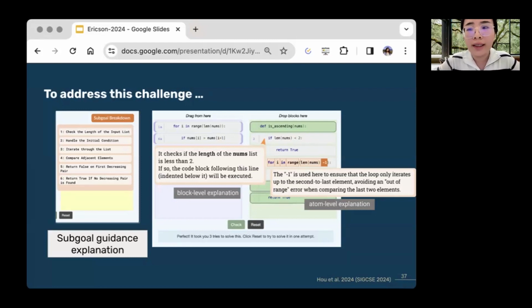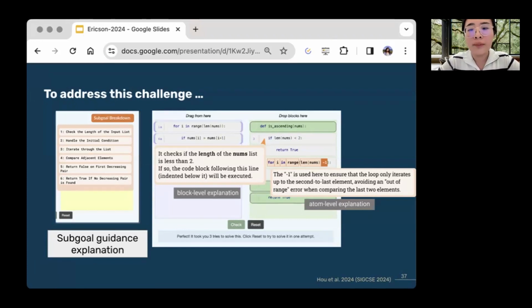Hence, in our next study, we propose a design to incorporate multiple levels of natural language explanation into CodeTailor. Four types of explanation will be generated and inserted in real time, enabling CodeTailor to provide personalized explanations accompanying the Parsons problem. The first one is a sub-goal guidance explanation. This is presented in numbered bullet points, breaking down the current programming task into 4 to 6 more manageable task sub-goals. The sub-goal guidance aims to help students gain a high-level abstract understanding.